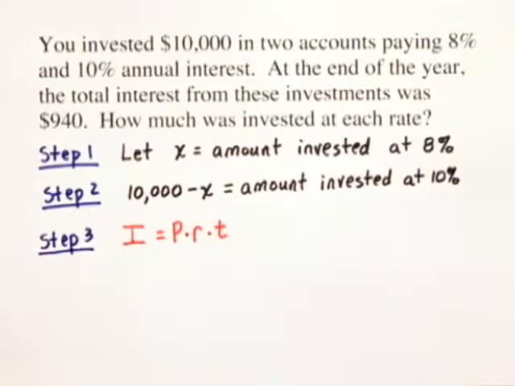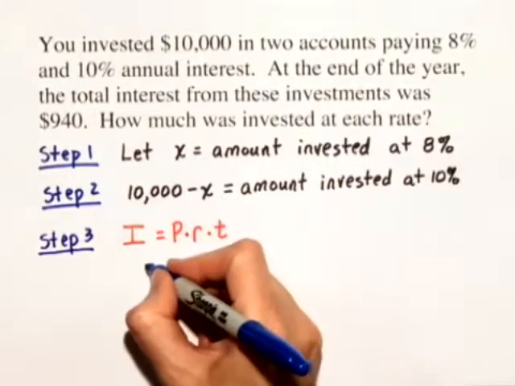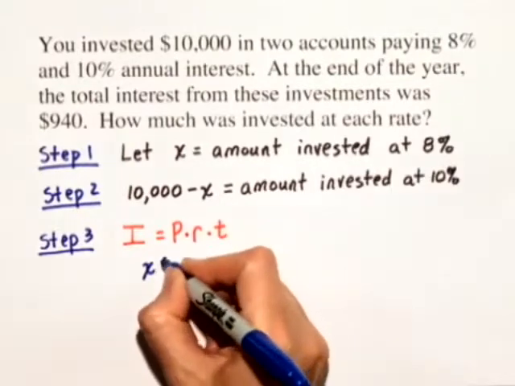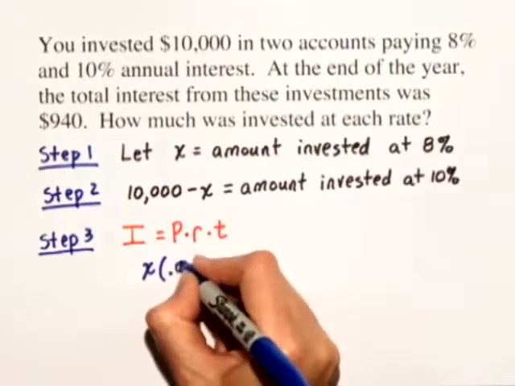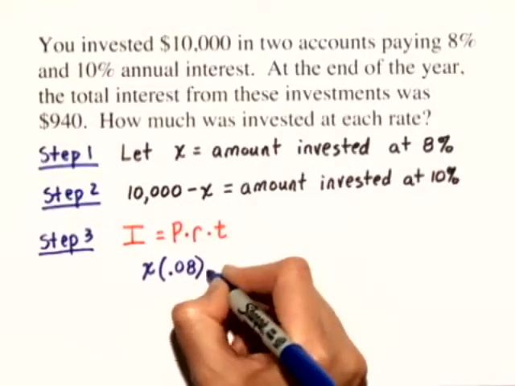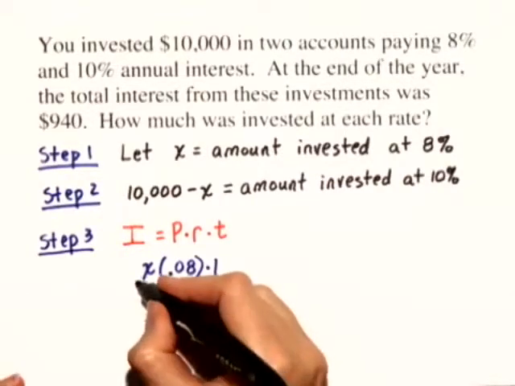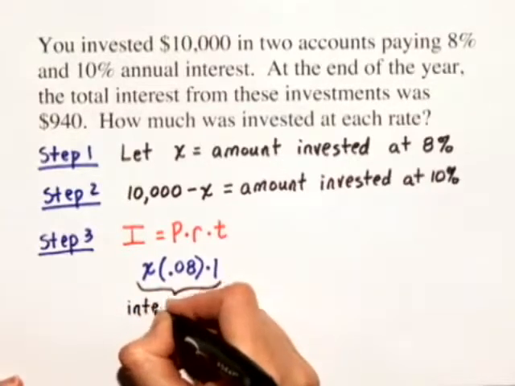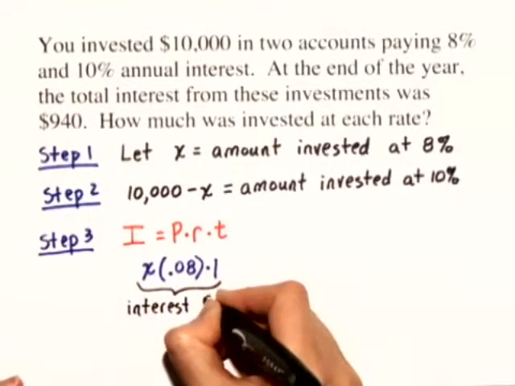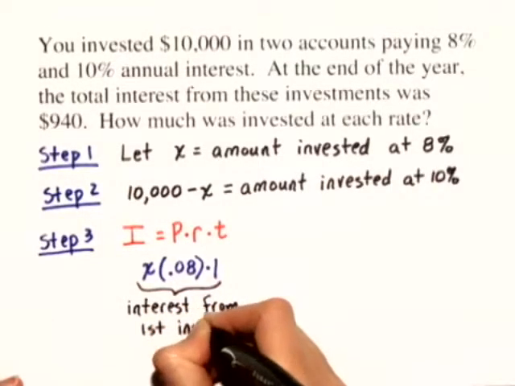So, let's find, first of all, the principal invested in the first investment. That's X, times the rate, 8%, but we want to make sure we write it as a decimal, 0.08, times the time, which in the original problem we're told is 1 year. That amount that I've just written down really equals the interest from the first investment.